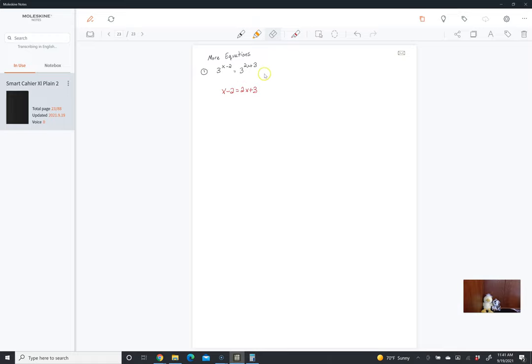Okay, you can't divide by the base. You can't divide both things by 3, because what that's going to do is leave the exponents sort of hanging in the air. The exponents are attached to the 3, so you can't take away the 3. The exponents can't just fall down. What we're doing is saying if the bases are the same, the exponents are the same.